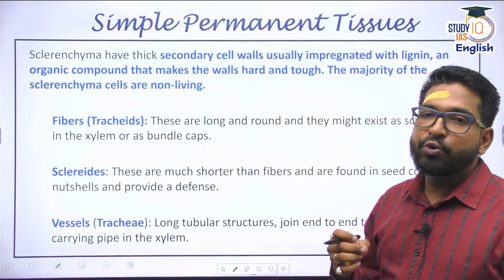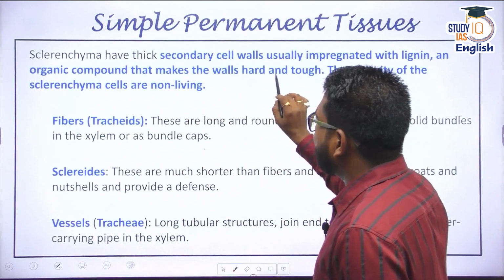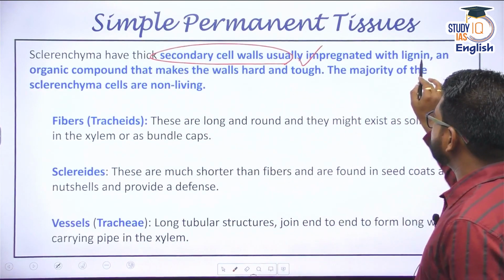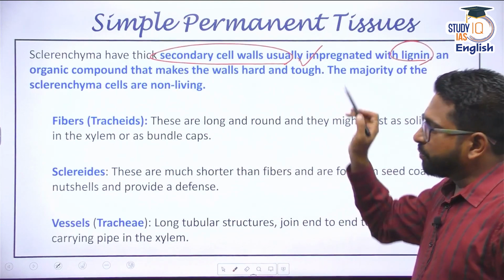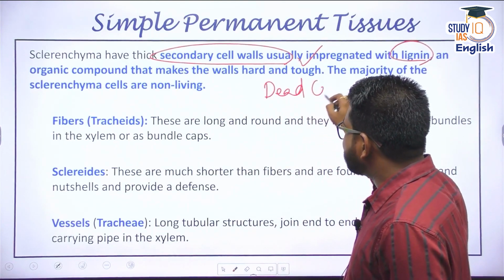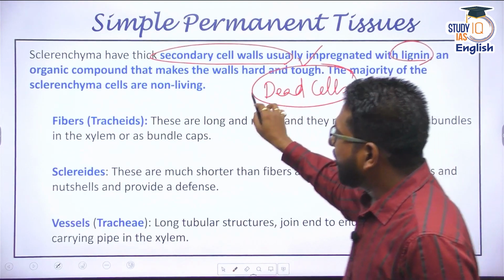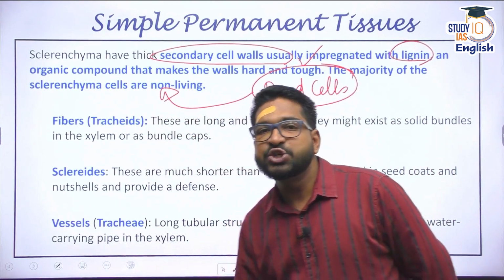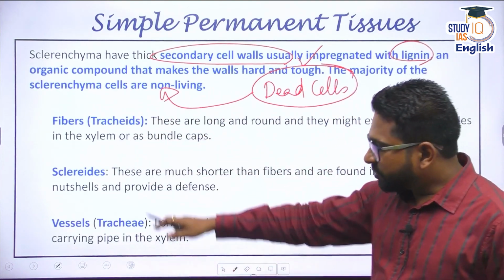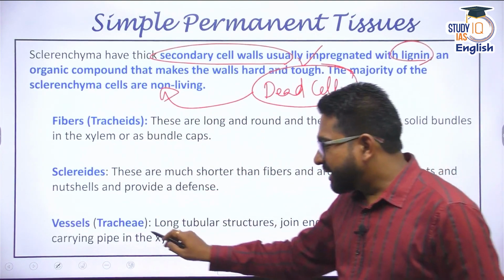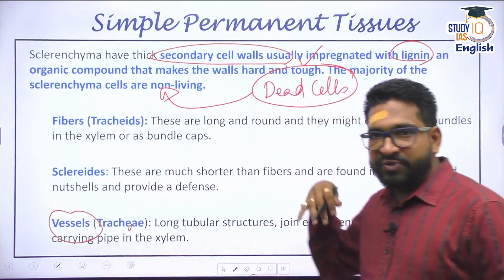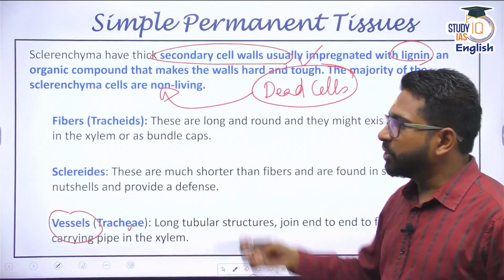Sclerenchyma tissues are more mature, and please remember, they have secondary cell walls which are usually thick and composed of lignin. And most of the Sclerenchyma cells are non-living or dead cells. So that is why Sclerenchyma are non-living dead tissues. They can be in form of fibers, they can be in form of sclereids, or they can be in form of trachea, that means vessels. We'll discuss these also when we move into the complex permanent tissue.